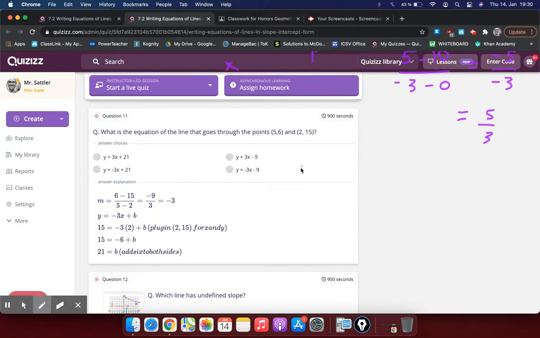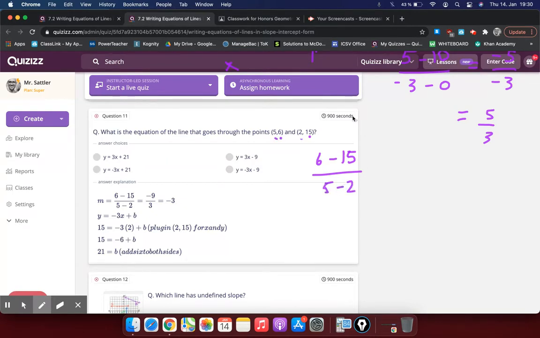Okay, this one, I worked through some of the steps here, but this one has the most steps because we have to find the slope first. So y1 minus y2. What am I doing here? 6 minus 15. And then x1 minus x2.